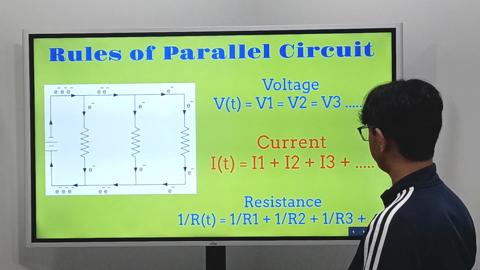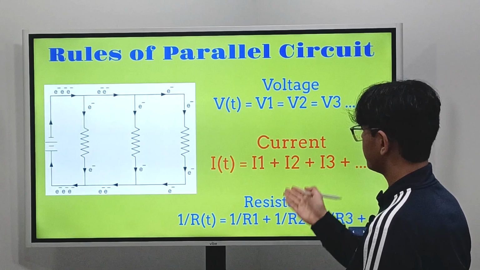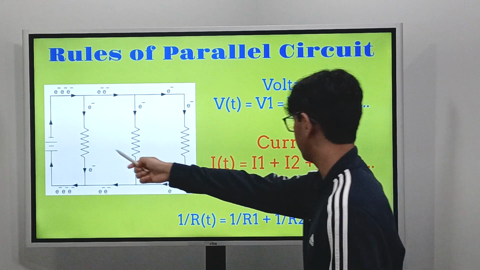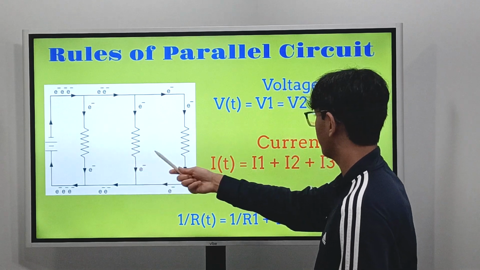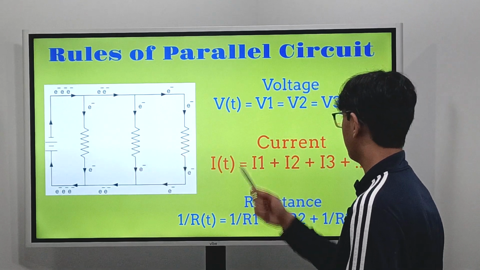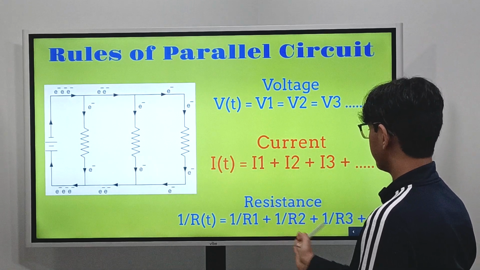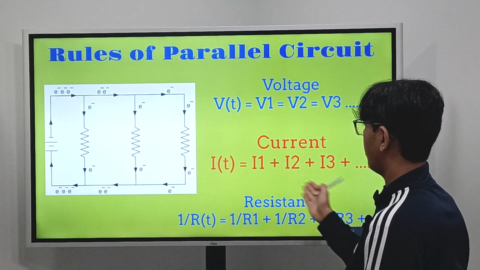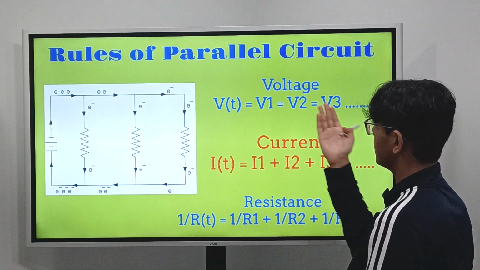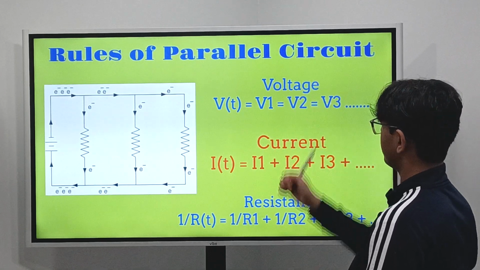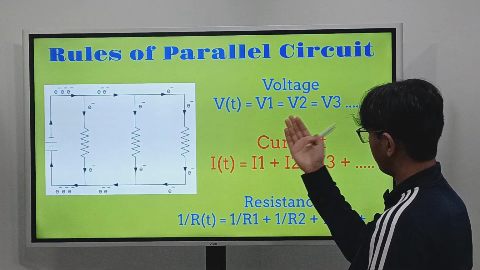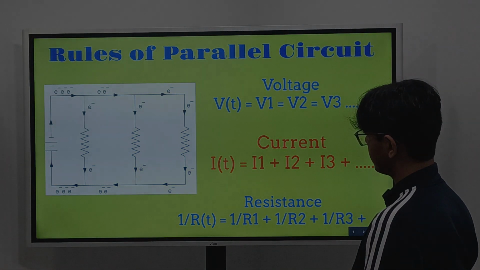And finally, for our resistance, it is equal to 1 upon R1, so this one will be 1 upon R1, and then we also have to add that with 1 upon R2 and plus 1 upon R3. So the resistance, all we have to do is add those three together. For the current, we have to add all those three together. And for the voltage, it's all equal inside of our parallel circuit. So these are the rules for our parallel circuit and also for our series circuit.